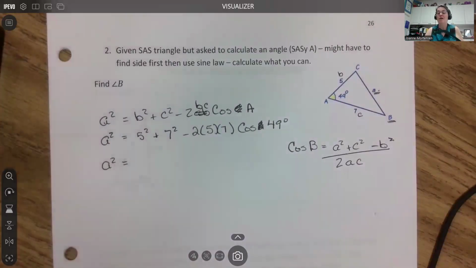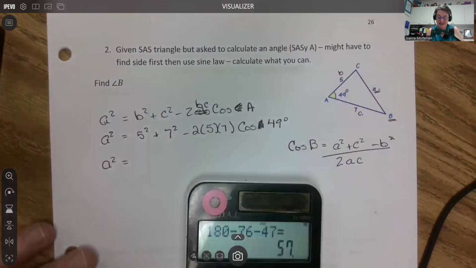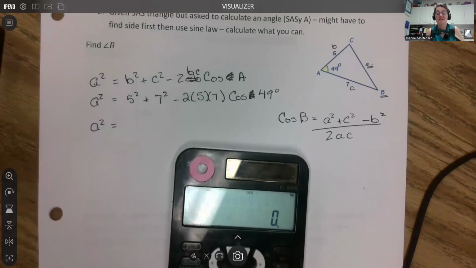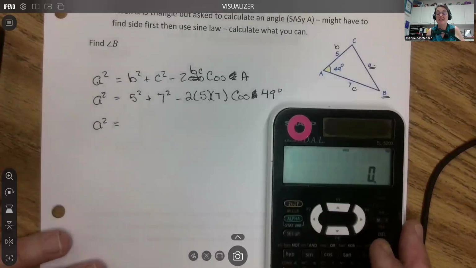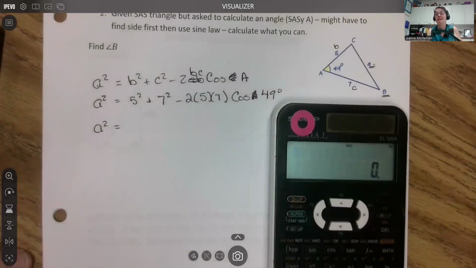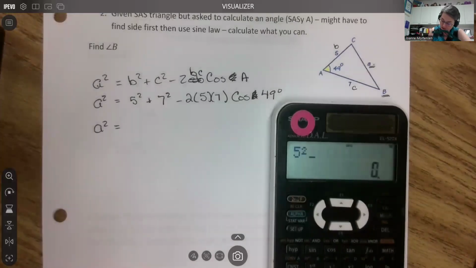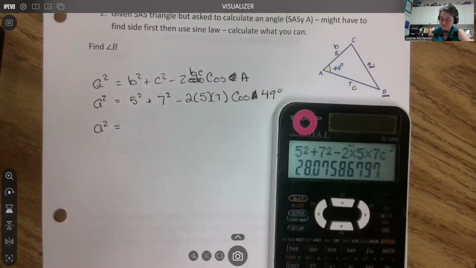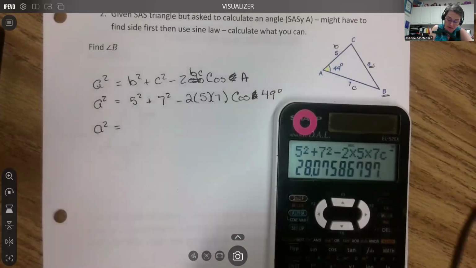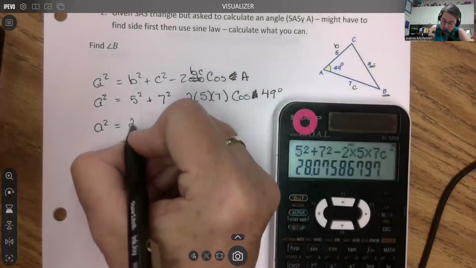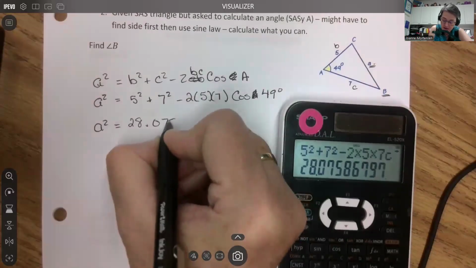Now, we're going to see how magical my calculator is. Because sometimes this just all works all at once, and sometimes I have to pause the video and play around to figure out exactly how this specific calculator does it. So let's try 5 squared plus 7 squared minus 2 times 5 times 7 cos 49. Hey, that was pretty cool. Everything worked. All right. So a squared is equal to 28.075.